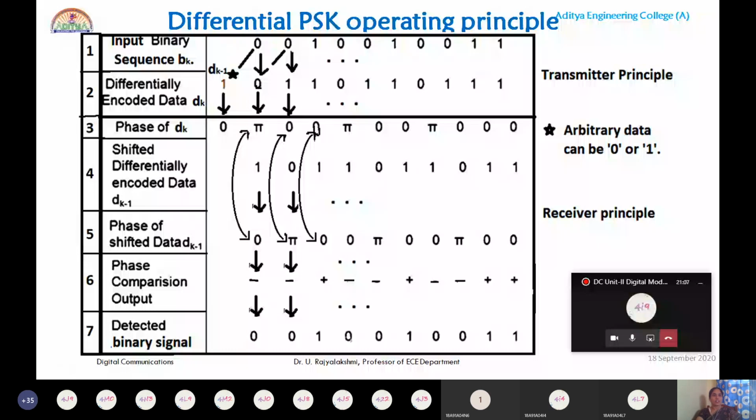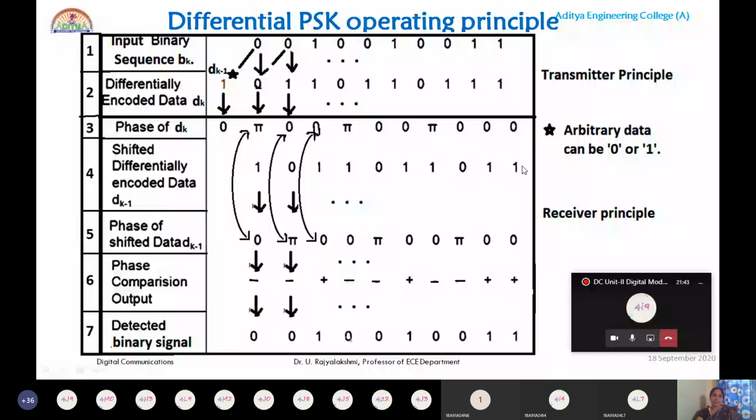So you can obtain the shifted differentially encoded data by shifting DK towards the right by one bit. The LSB bit of DK will be removed if you right shift the entire sequence. So you will get the first data bit as arbitrary, and the second bit is 0, double 1, 0, double 1, 0, double 1, and the triple 1. The last bit, the LSB of DK, is 1. That one will be eliminated if you right shift the entire sequence. One bit right, you should shift.